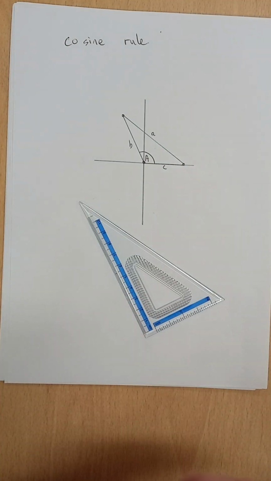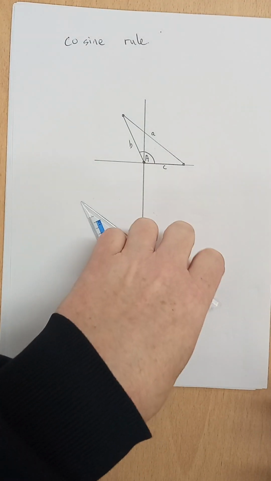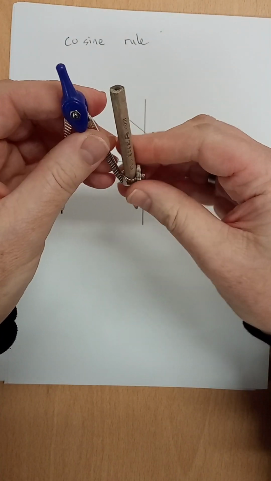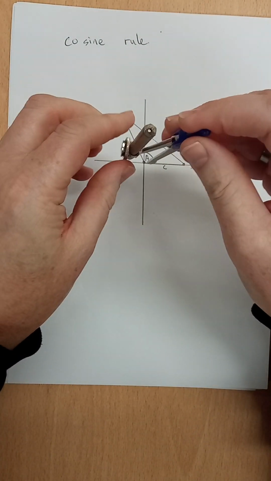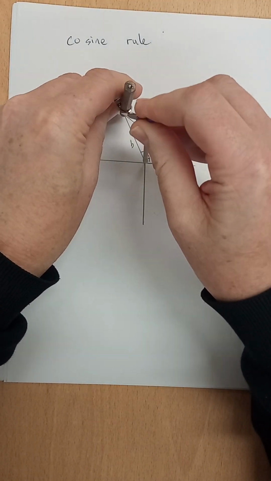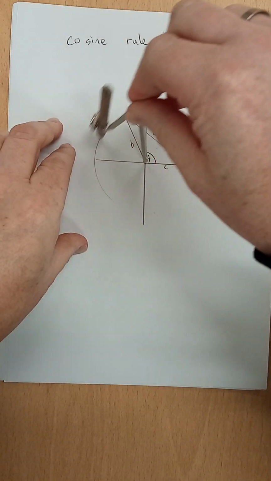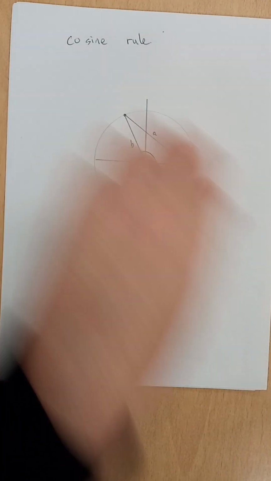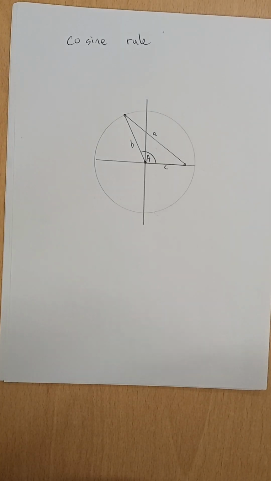The cosine rule is a really cool rule. What I'm going to do is show you something really cool. I am going to draw a circle where the center is going to be at A and the radius is going to be b. There we have a circle drawn.